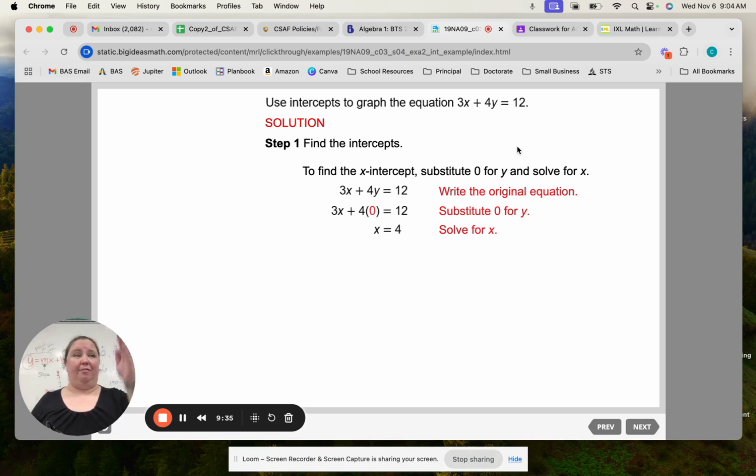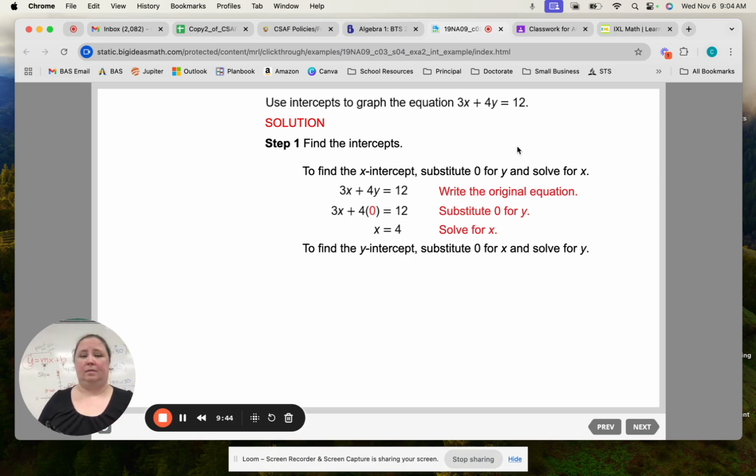So on our graph, on the x-axis, we're going to go to 4 and put a dot. Now we're going to do the y. We don't have to draw that graph, right? Yep. It says use the intercepts to graph the equation, so we will graph it.